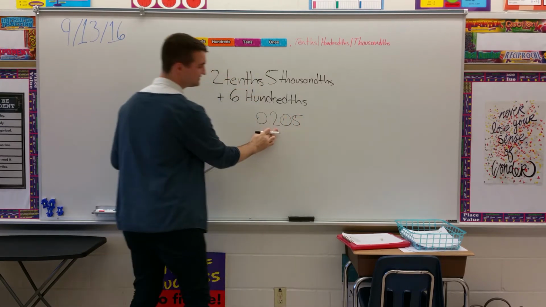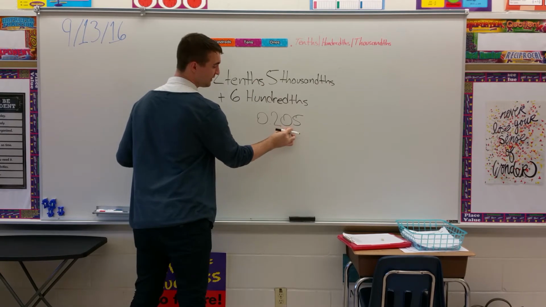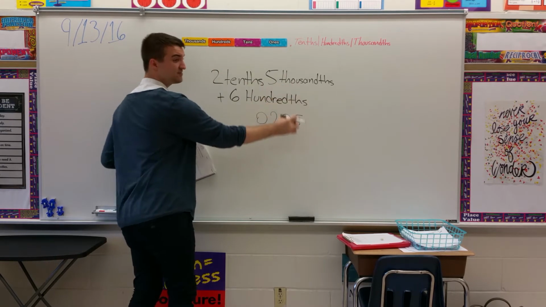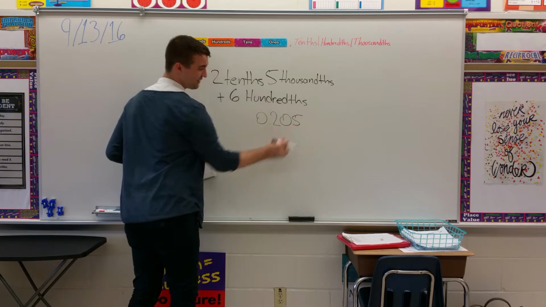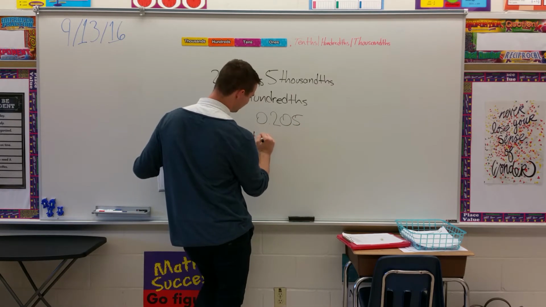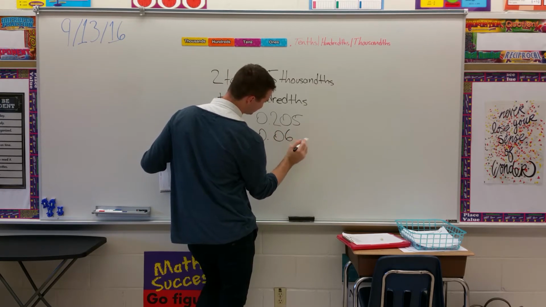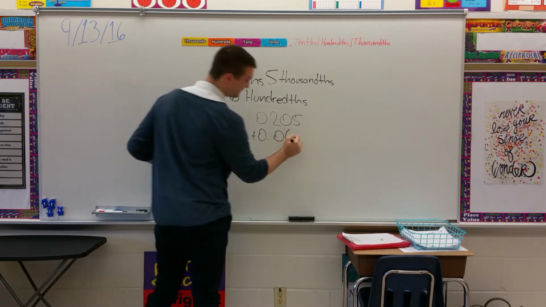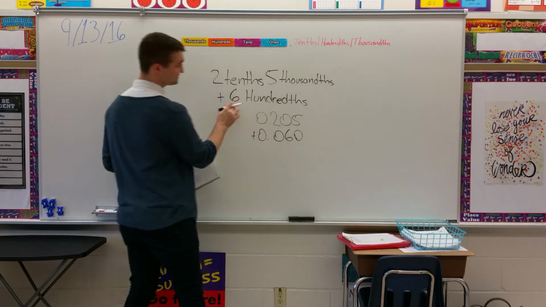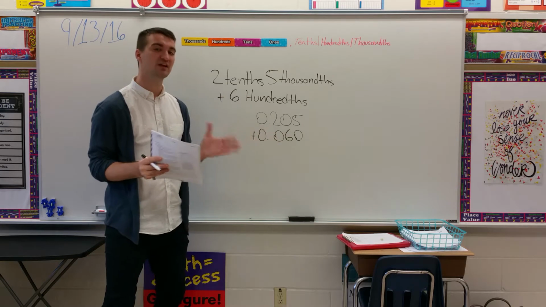All right, I've got a 2 in my tenths place. I don't have anything in hundredths, so I have a 0 in my hundredths place, and then I have 5 thousandths. So a 5 in my thousandths place, and I'm going to add it to 6/100, which is going to be 0.06. And I'm going to add a 0 right here to keep a placeholder. Now, like I said, it's 6/100, so I've got a 6 in the hundredths place.